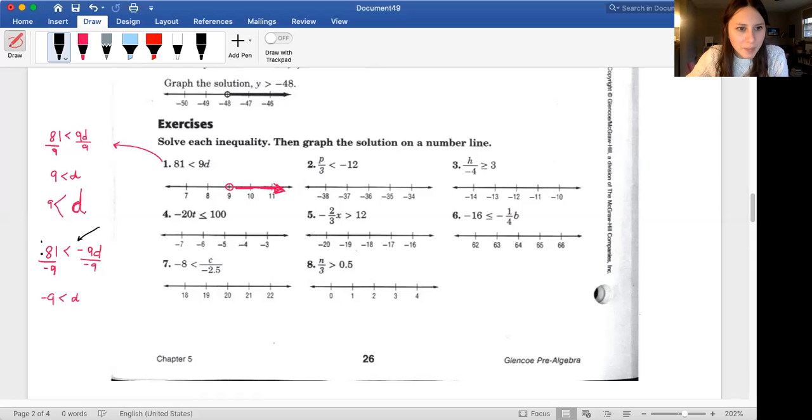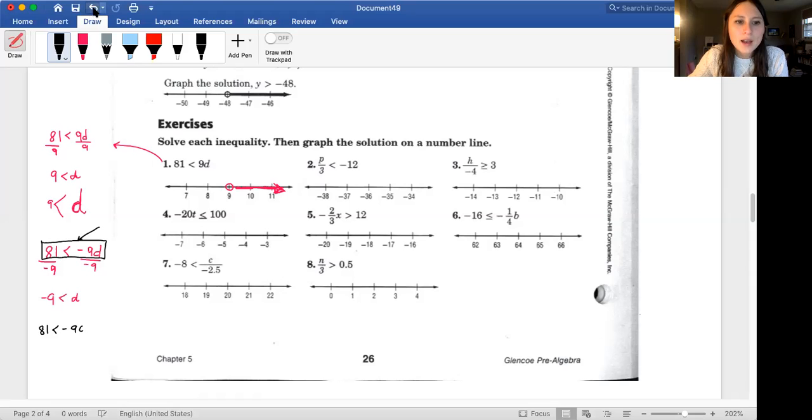So if I plug it back into this original equation, what's going to happen? I'm going to have 81 is less than negative 9 times 10. Now, if I do this, 81 is less than negative 90. Is this number sentence true? Is 81 less than negative 90? No, it's not. It's not true. So what's happened is I actually have an inequality that's not true. It's not giving me a true statement. So this doesn't make sense here.